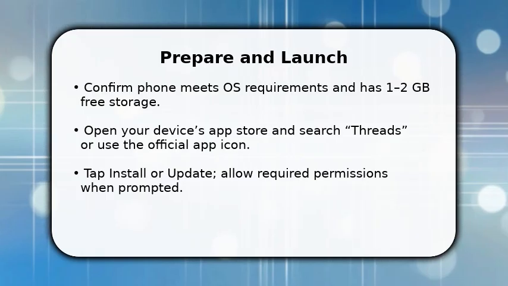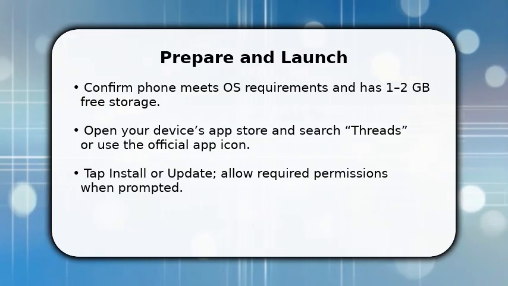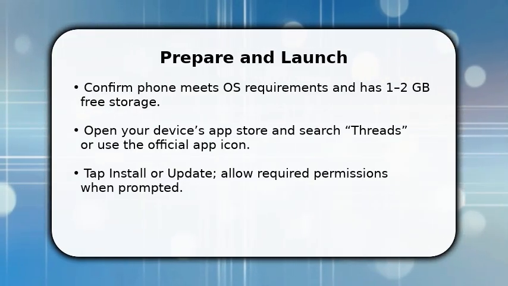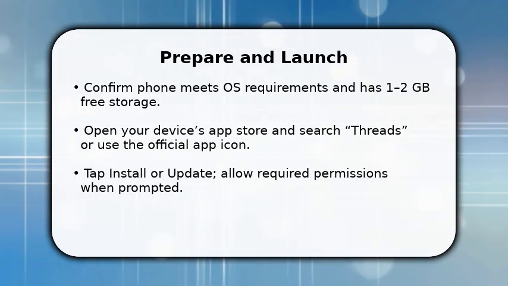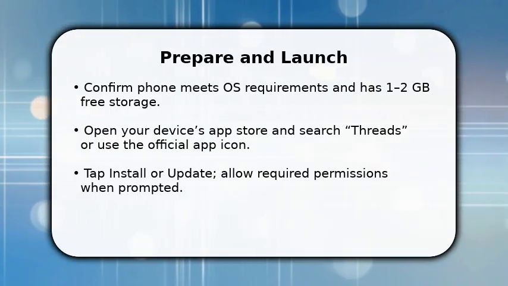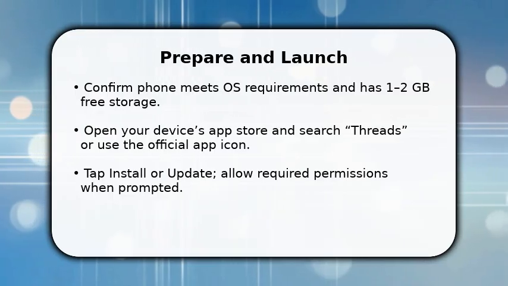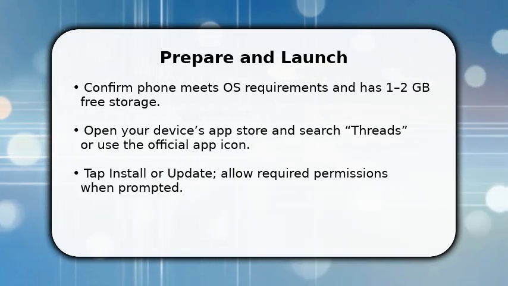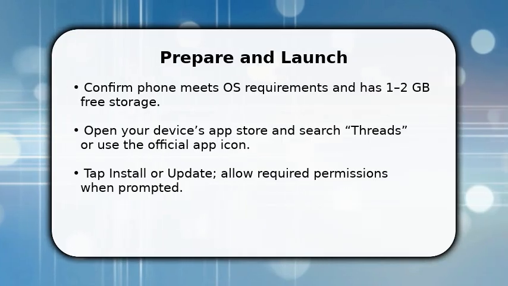You'll start by confirming essentials. Your phone meets the operating system requirement and has enough storage. Once done, open the App Store and search for Threads. Don't guess, use the exact name. Tap Install or Update and wait for the progress to finish. This ensures you have the latest features.